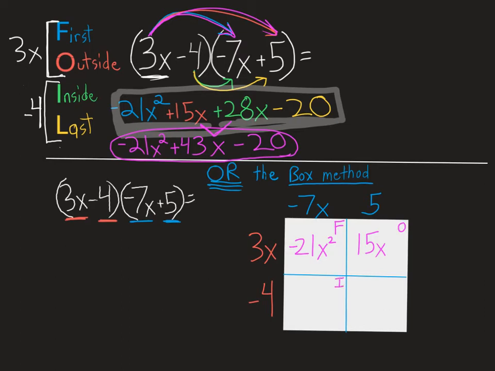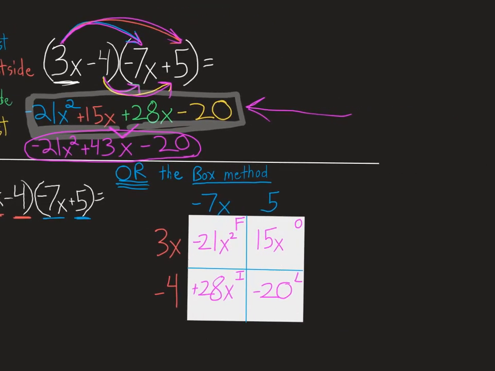There's the I. Now we've moved on to the negative 4, so now we're on the bottom times the negative 7x. That's the I, the inside numbers. And that's a positive 28x. And then the L's right there. And that's the last value. That's the negative 4 times the 5, negative 20. So notice the 4 terms in the box are exactly the same as the 4 terms we got right there. It just is in a box, whatever makes the most sense to you.